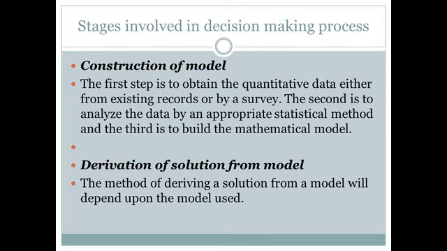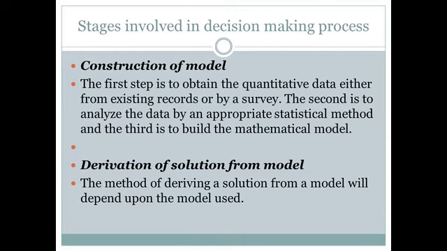The second step is construction of a model. Okay, now we have identified that this is the problem. So how to solve this problem? We will construct a model. The first step is to obtain the quantitative data either from existing records or by a survey. So this is the way we get quantitative data. The second is to analyze the data by an appropriate statistical method.